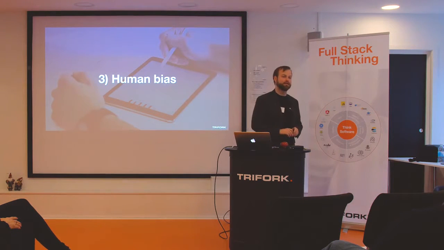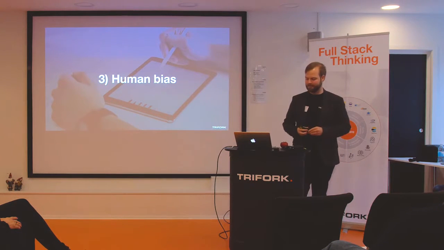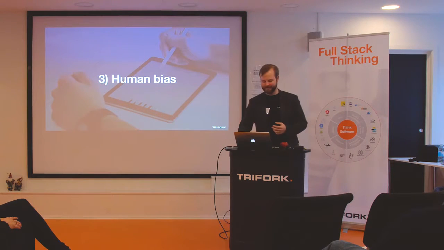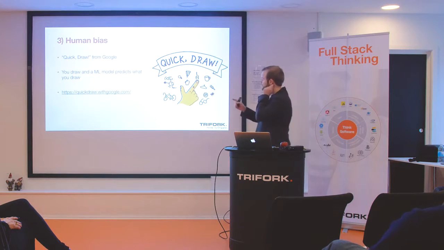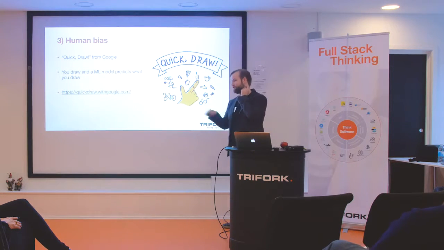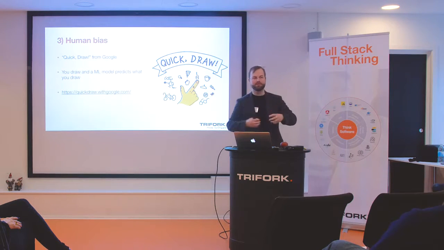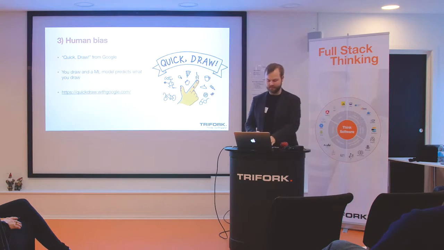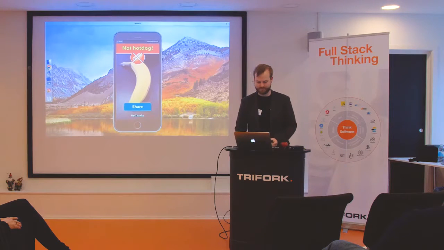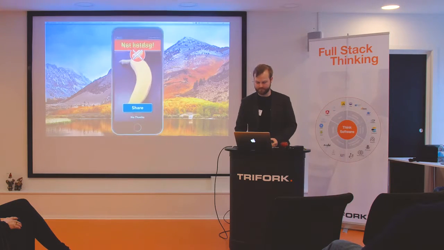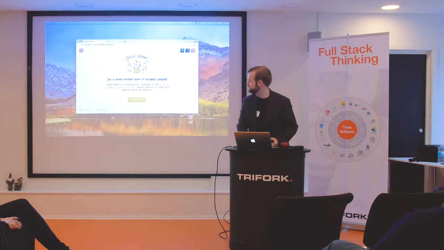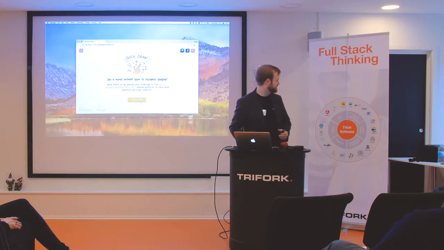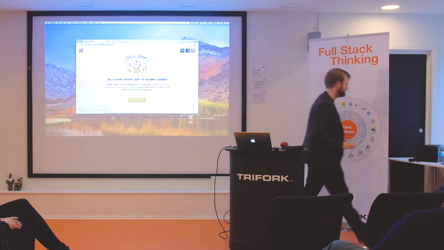The third case is human bias. I like using examples, and there's another example I'd like to use today, which is called Quick Draw from Google. It's a website, it's a small game, where you can draw, and then a machine learning algorithm is going to try to predict what you're drawing. So let's just see, I have it here. I've got to drag it in. Oh, there we go. So let's draw. I think the speakers are on, it might be a bit loud.